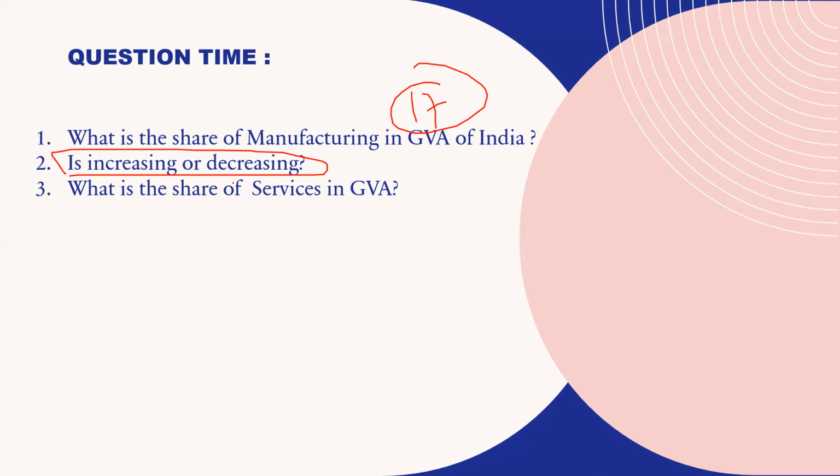Though we have Make in India campaigns and all, still the economic survey itself has mentioned that it has reduced from 18 to 17%. Okay, so a 1% drop is there. So actually it has decreased in recent years.